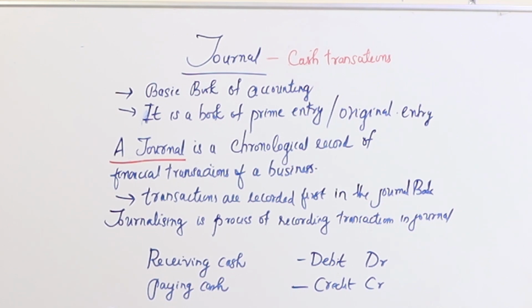So what is journalizing? Journalizing is a process of recording transactions in a journal in an order, in a chronological order. That is journalizing.